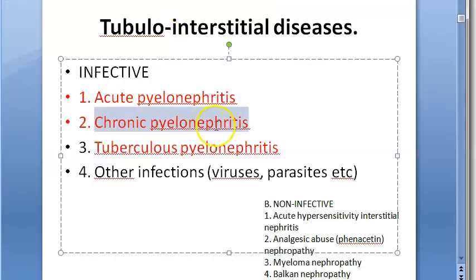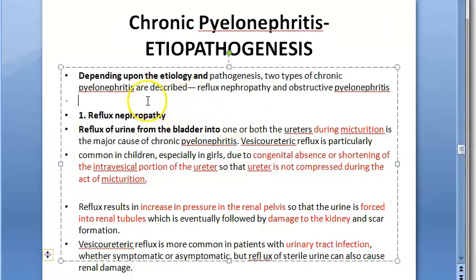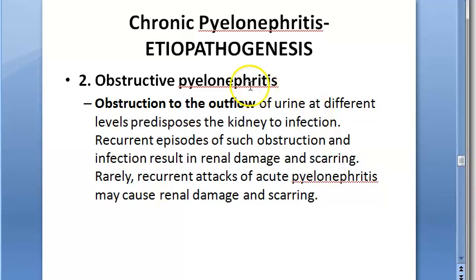Now let us move on to chronic pyelonephritis. Now chronic pyelonephritis is also a tubulointerstitial disease which is because of an infection. This happens because of repeated attacks of inflammation and scarring. So basically, repeated attacks will lead to chronic pyelonephritis. So look at the causes here. The etiology are just two here, reflux nephropathy and obstructive pyelonephritis.